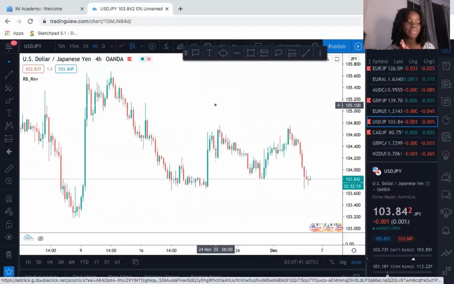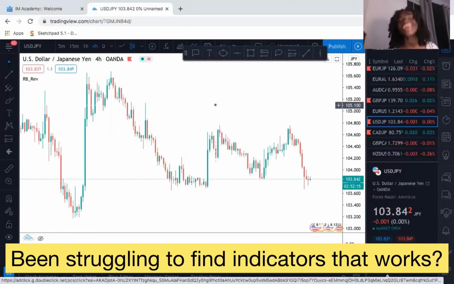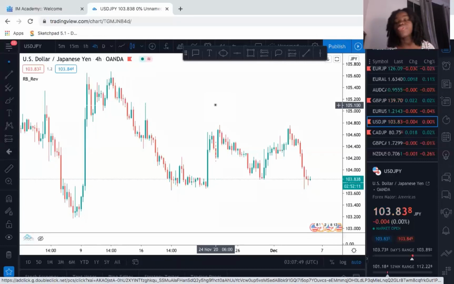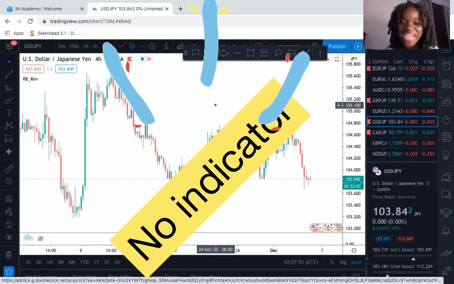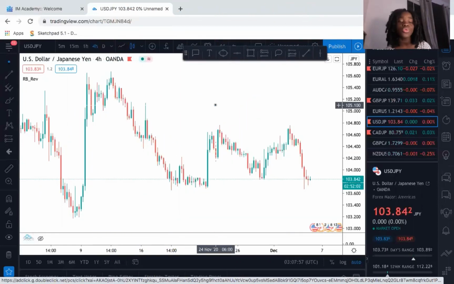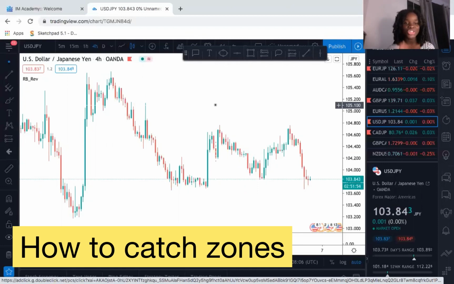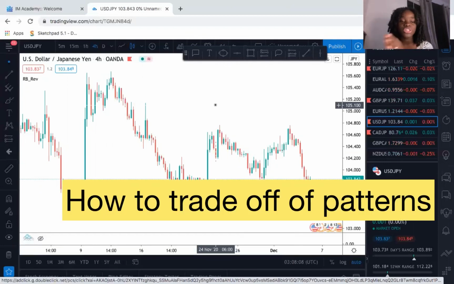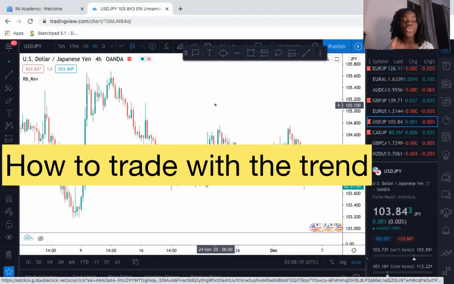Today it's going to be amazing. I'm going to drop some major tips for my people who have been struggling with finding a strategy, struggling with finding an indicator that's going to work for them. I'm going to show you how you can trade with no indicators. You don't need indicators if you're not able to find one that works for you. However, you need confirmation, so you're going to have to find the confirmations in different ways. What I'm going to show you today is how to catch zones, how to trade off of just patterns, how to trade with the trend.